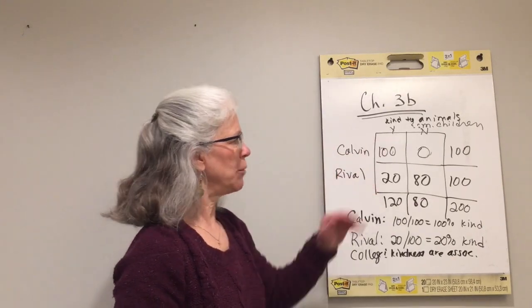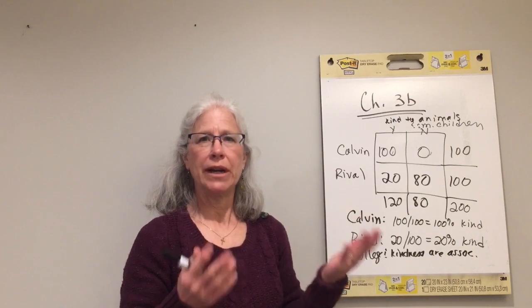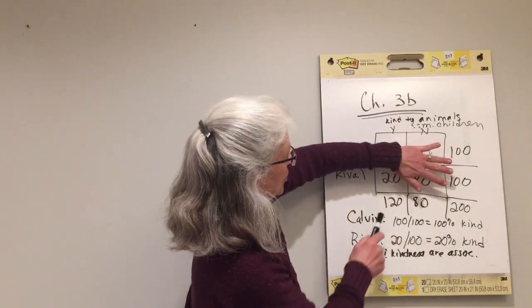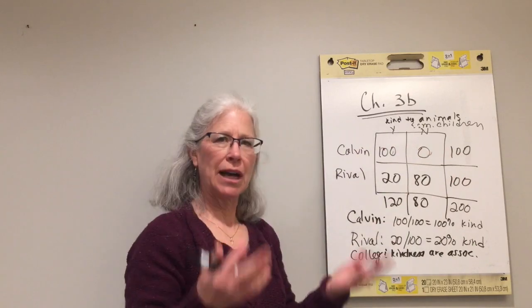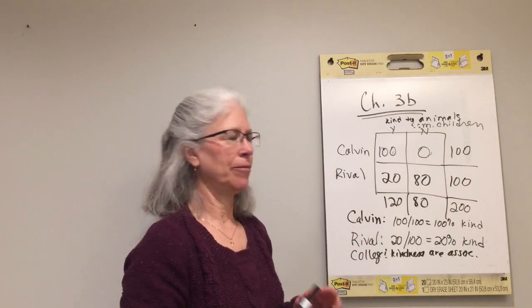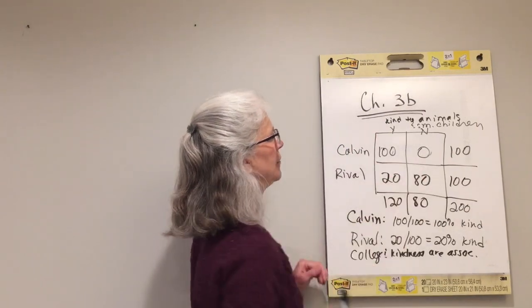So when we have a two-way table like this, we first look at the marginal percents. We first describe them one at a time. Half the students came from Calvin, half from the rival college. 60% were kind, 40% were not. So we look at the outside, we describe variables one at a time. Then we look at the numbers in the table. We take things either row by row or by column.